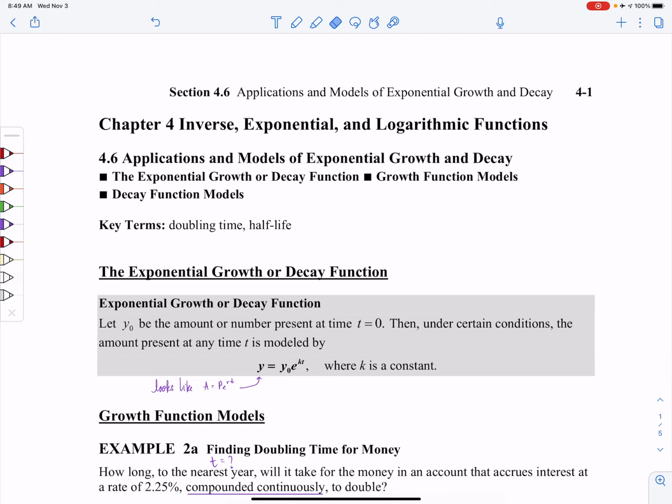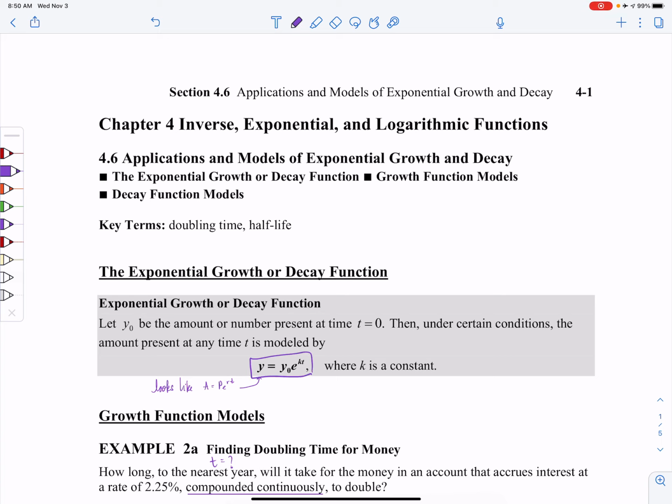Hello, algebra students, and welcome to section 4.6, where we're going to be looking at some applications of exponentials and logarithms. This is going to be discussing the exponential growth and decay. Now, you'll notice that the exponential growth or decay function is listed right here in this gray box.